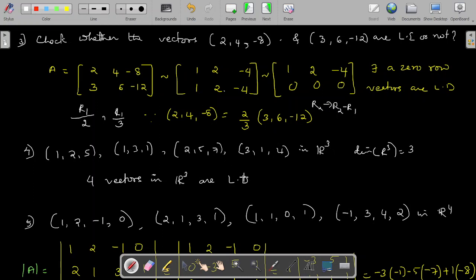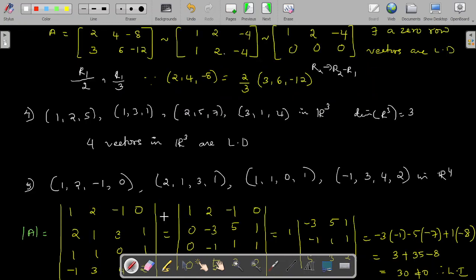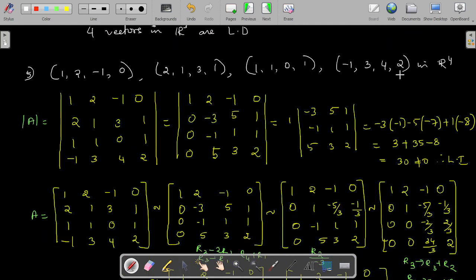So, if you want to make sure, you can check with this method, you will get a 0 row in the given echelon form. Hence, the given vectors are linearly dependent. Fifth question, these are the 4 vectors in R power 4. So, 4 vectors in R power 4, you can use the determinant method. Determinant method is applicable only when you have n vectors in F power n. So, in that case only you can apply the determinant method.